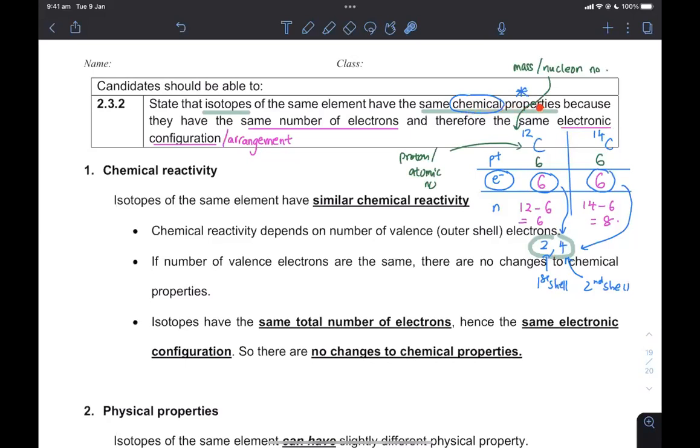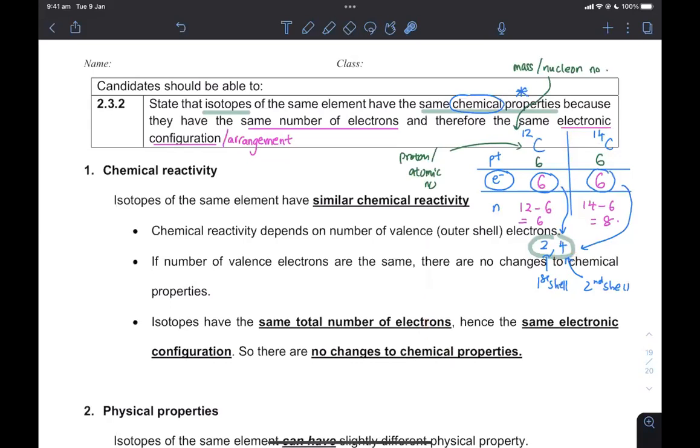As simple as that. When a question in the structured paper asks you to explain the chemical reactivity of these 2 isotopes, well, they will be the same. Explain why. Because of this: state the total number of electrons, as you know how to calculate, and therefore they must have the same electronic configuration. Chemistry is to do with the electrons, especially the electrons in the outer shell. If you have the exact same number of electrons in the outer shell, you're going to have similar chemical reactivity. Hopefully that makes sense to you.